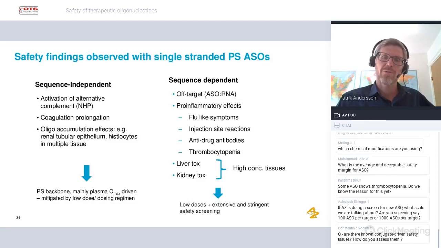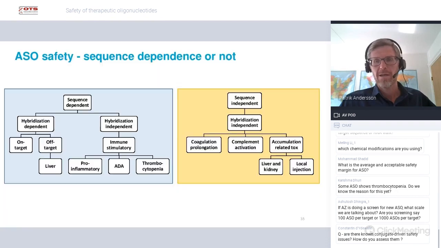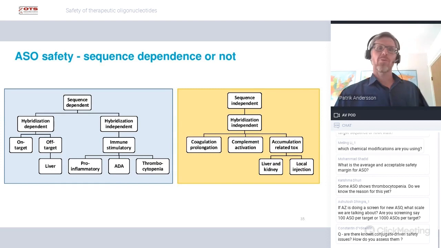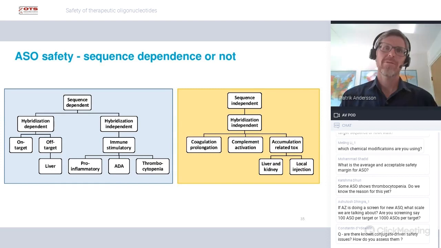So a way to mitigate this is really trying to keep the doses as low as possible, especially, I would say, for the pro-inflammatory effects, but also a very, very stringent safety screening, trying to filter out those sequences and perhaps chemistry combinations that are more prone to give these effects. So this is one way of also talking about sequence dependence or not.